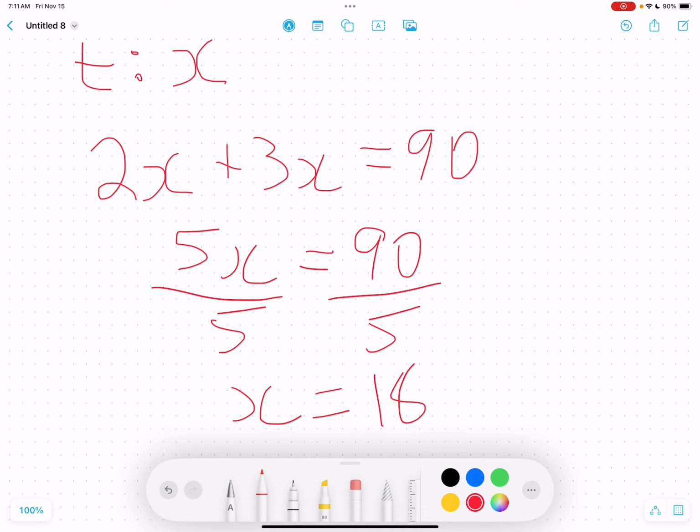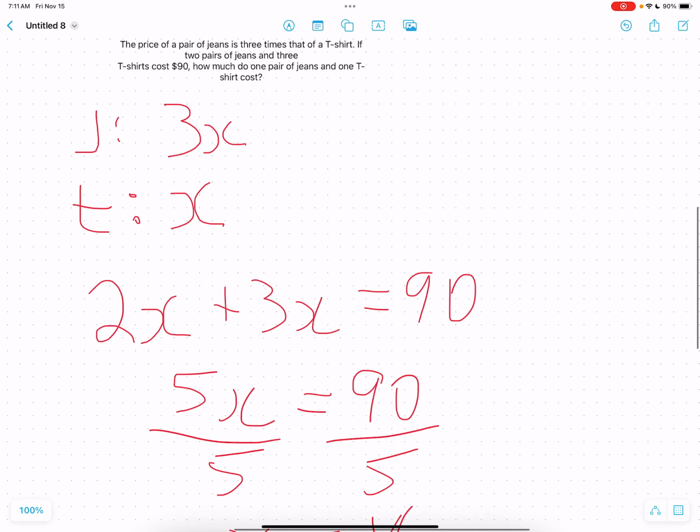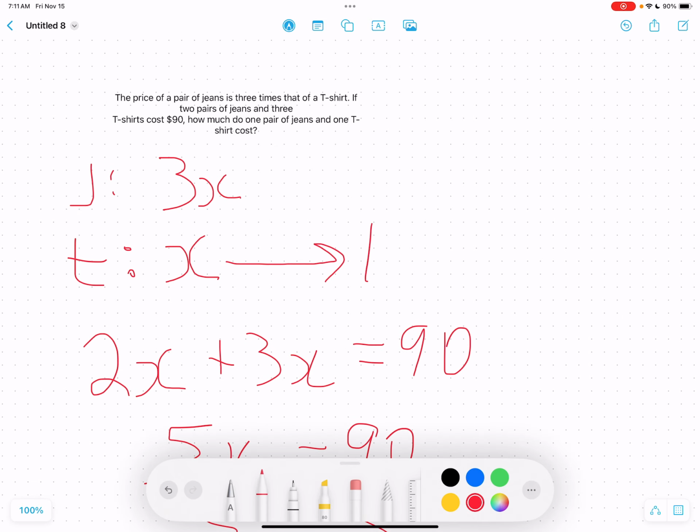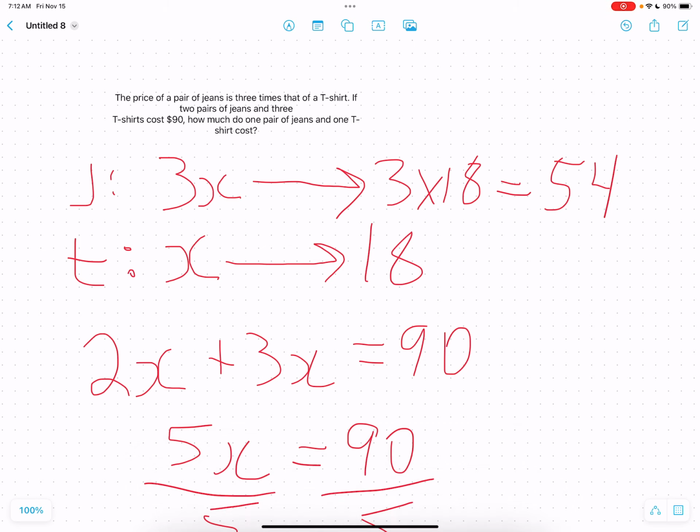So we know X is equal to 18. So this guy over here we know is 18. $18 for a t-shirt. This guy, 3 times 18, I'll just pretend it's 20. 20 times 3 is 60, and then I'll subtract 3 times 2, which is 6. It's 54. So the jeans cost me 54, and the t-shirt cost me 18.